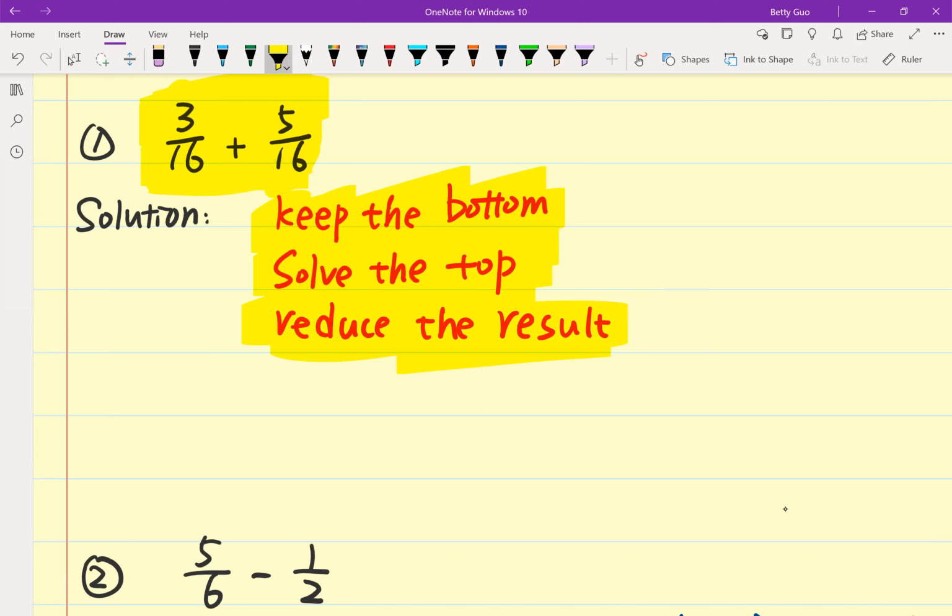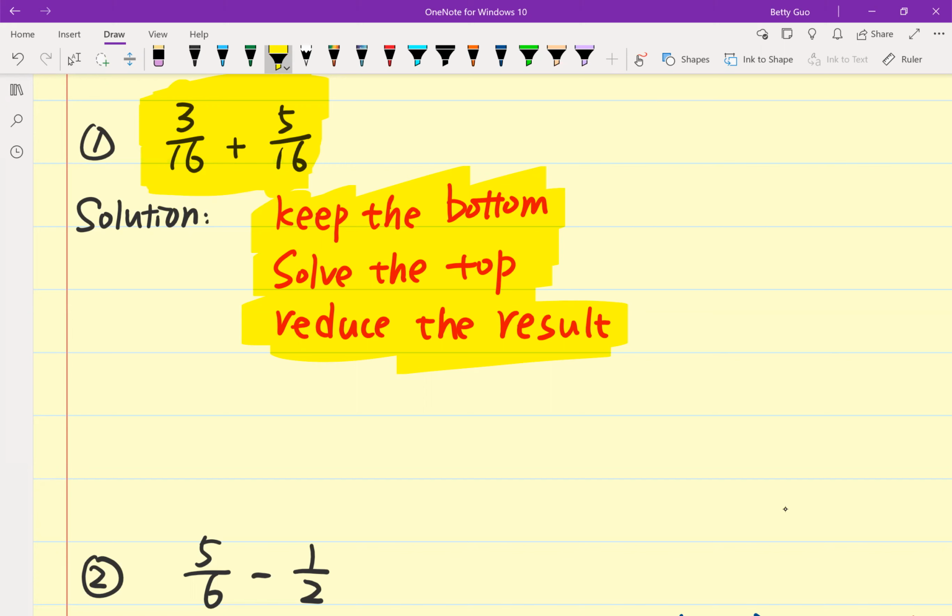Firstly, please write the rule down. We use this rule to add or subtract fractions with the same denominator, like 3/16 plus 5/16.